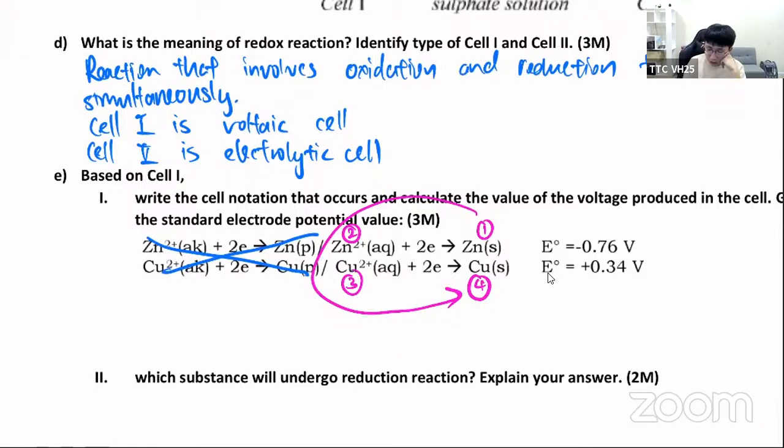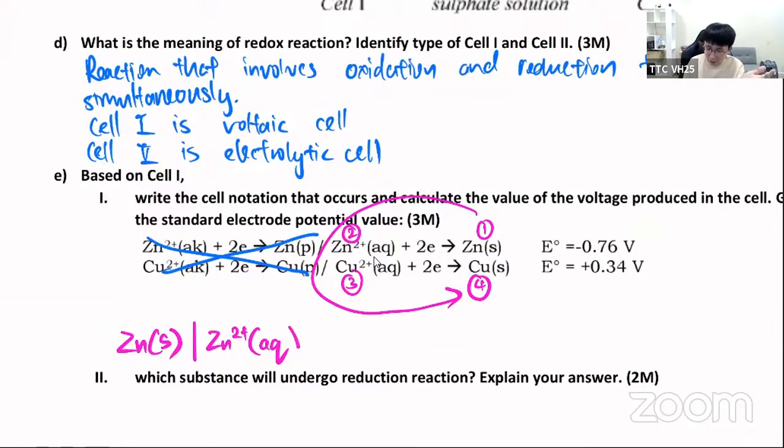What are the changes? What happened after that? Zinc is supposed to be a solid, then after that it turns into zinc 2 plus, which is aqueous. So we put a slash like that, zinc 2 plus, which is aqueous. But I told you, if the question gives you molarity or concentration, you must put it in. But like right here, the question never gives you anything.